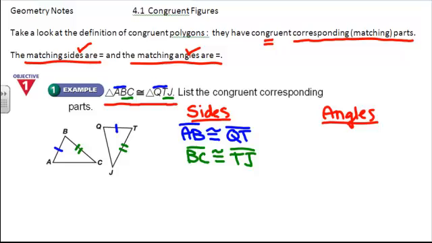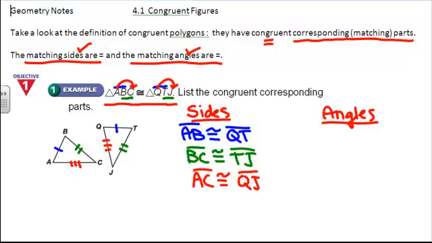The third set of letters I see go from A to C, which matches Q to J. So I know AC has to be congruent to QJ. And you can see on the picture, this AC with 3 arc marks matches this QJ with 3 arc marks.